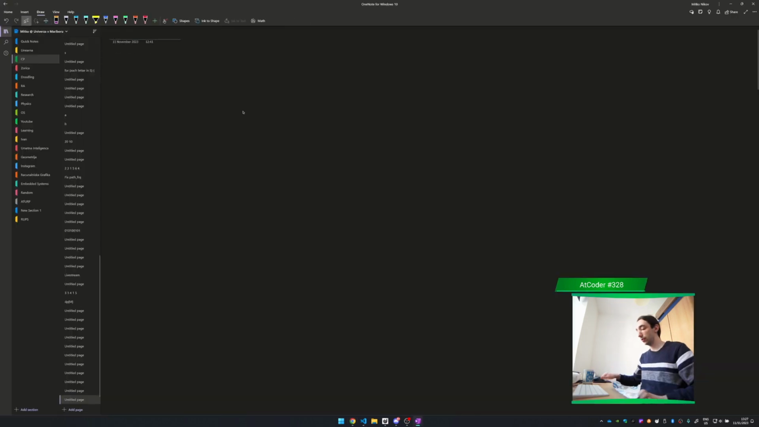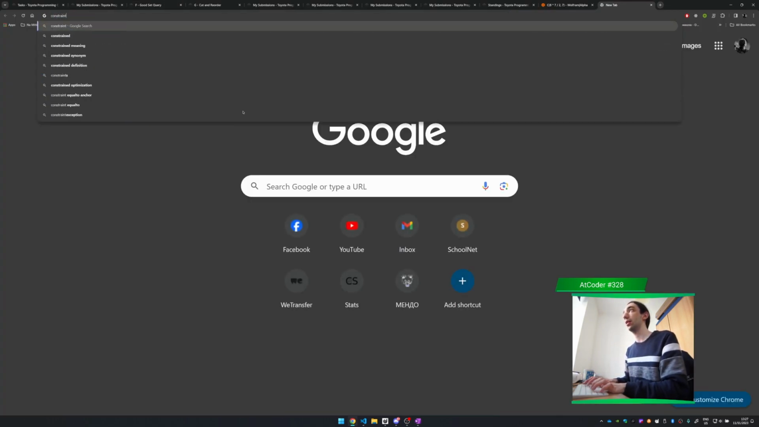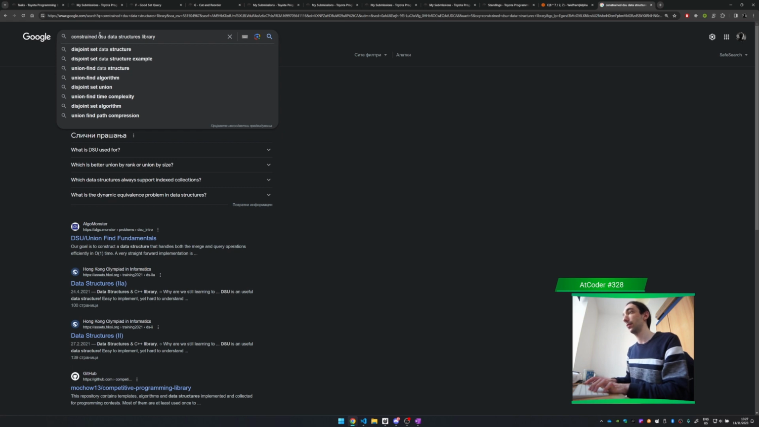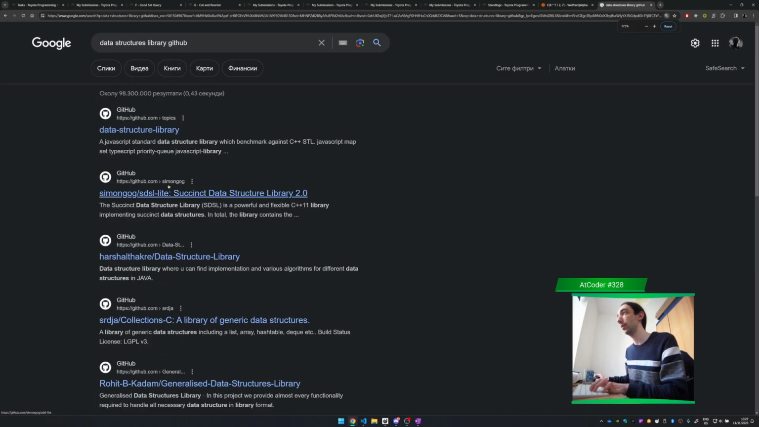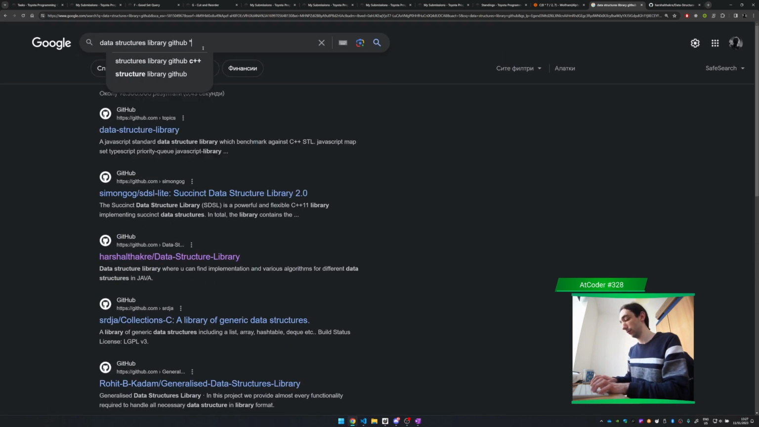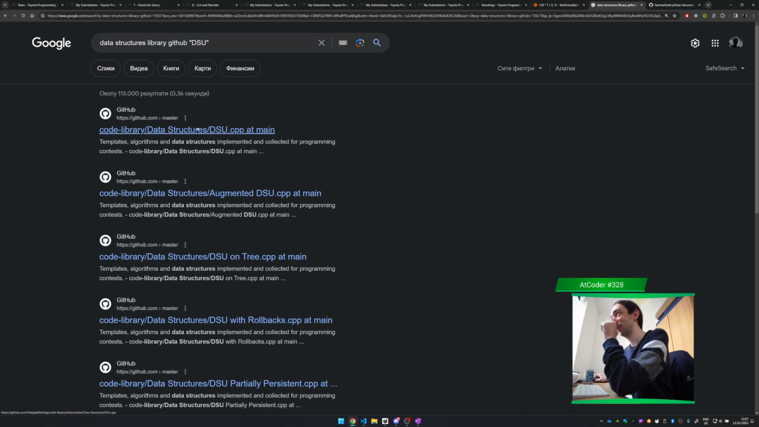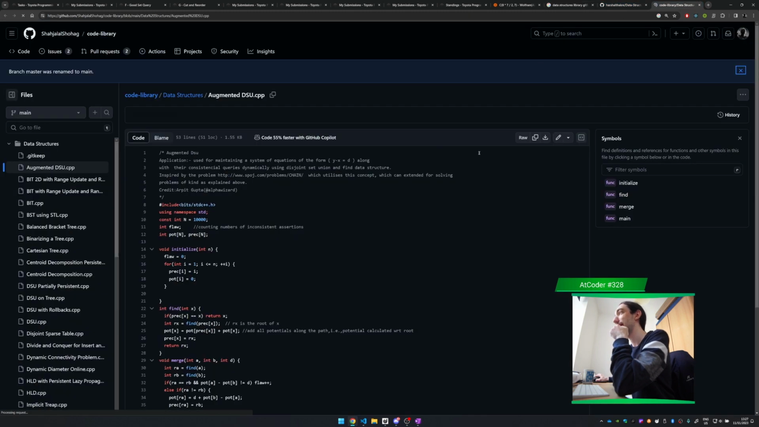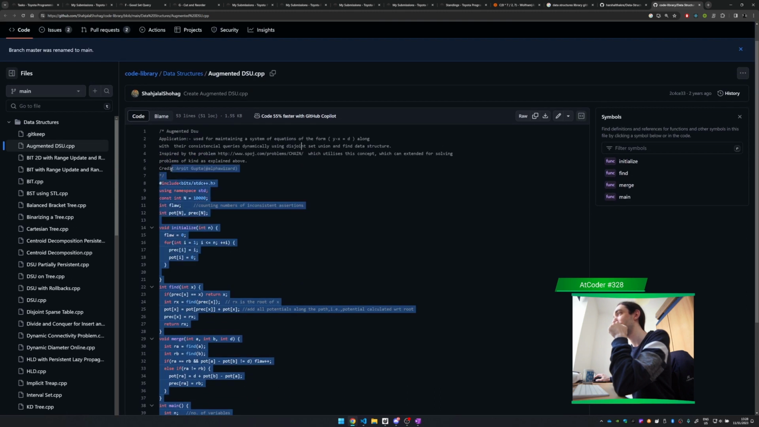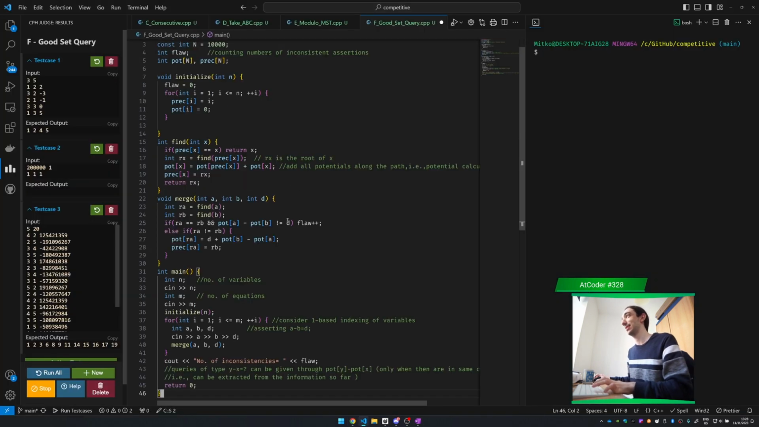Okay. There's this constraint DSU that I know already exists. Data structures. There's a DSU on the library GitHub. I know that there's some augmented DSU, used for maintaining a system of equations along with their queries dynamically. I know that this already exists.